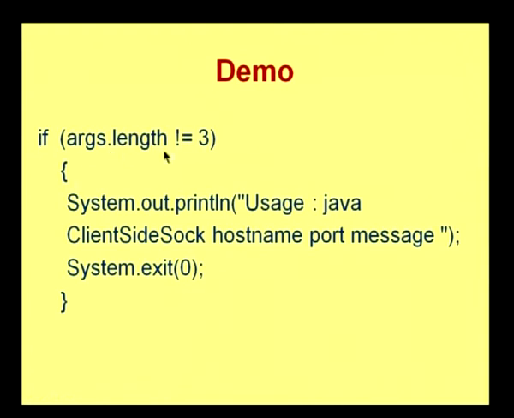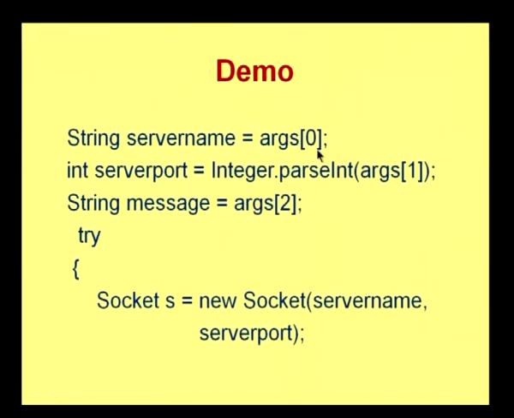So if args.length is less than 3, a usage message will be printed. It means that you have to execute your program with this set of parameters. You can see the string serverName: our first argument is the server name to which you need to get connected. Next is Integer.parseInt, passing in your port number. This port number will be stored in the variable called serverPort. Then your message. So first you specify the server to which your socket needs to be connected, next the port number to which your socket needs to be connected, and then the message which you need to send.